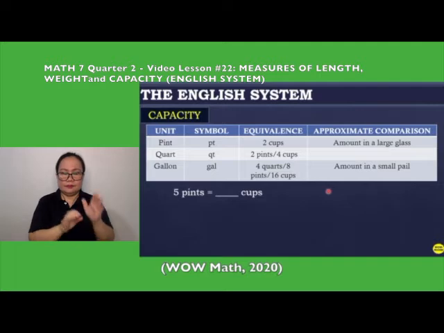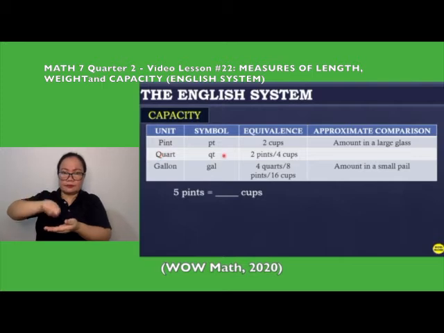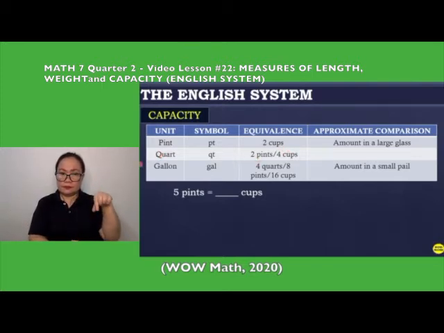So, let's have an example. So, I have here 5 pints. So, again ha, lagi tayong 1 dito. For every 1 pint, 2 cups. For every 1 quart, 2 pints yon, which is also equivalent to 4 cups. For every 1 gallon, that is 4 quarts, which is also equivalent to 8 pints or 16 cups.